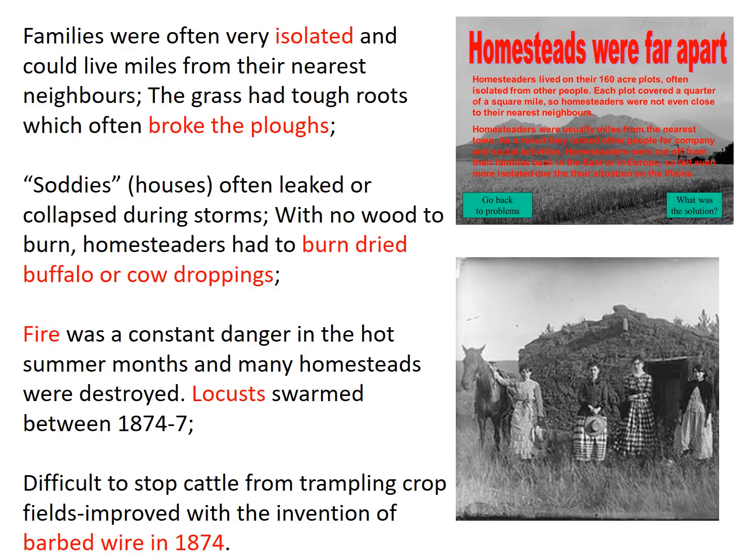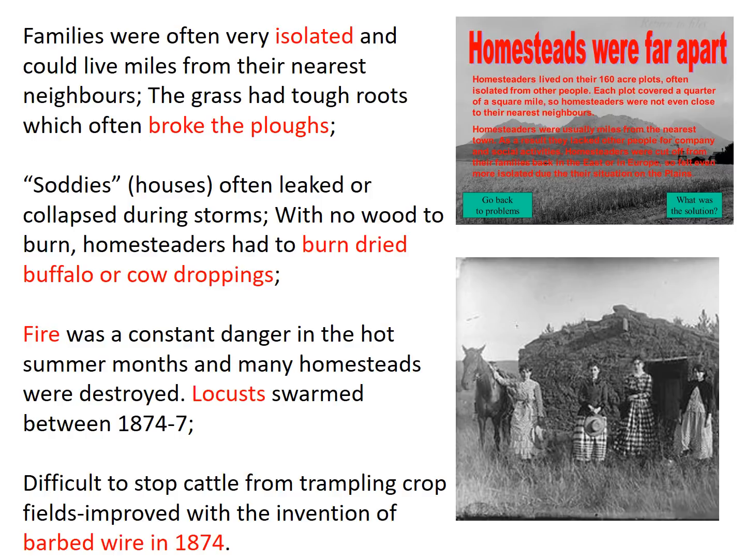Even if they were successful in establishing the homestead, they're often very, very isolated, miles away from their nearest neighbours. The tough roots of the grass broke the ploughs. The soddies often leaked. There was no wood. They had to burn dried buffalo or cow droppings to keep themselves warm. And then, ironically, in the hot summer months, fire was a problem, and we had locust swarms, 1874 to 1877.